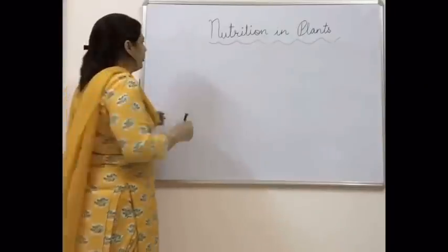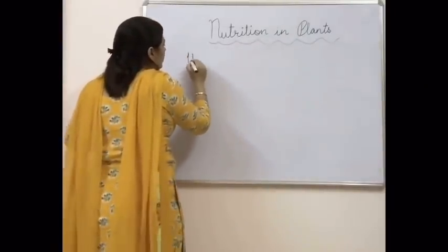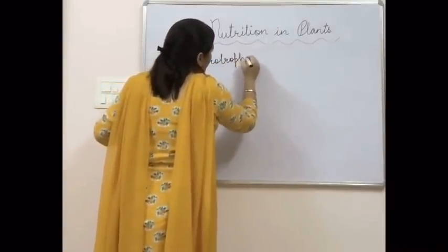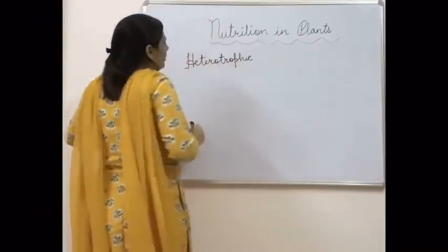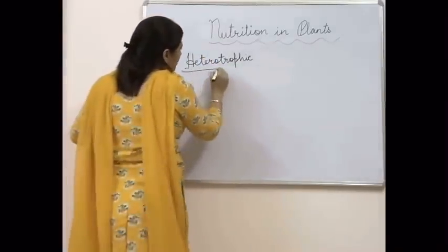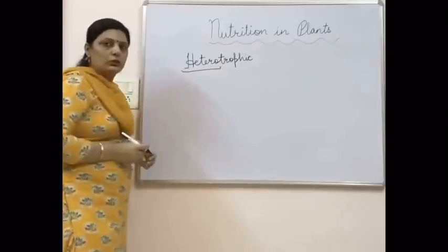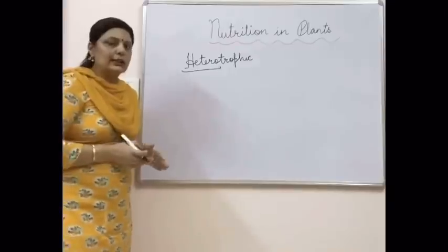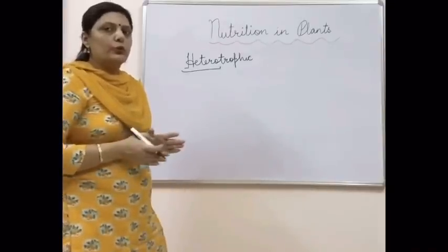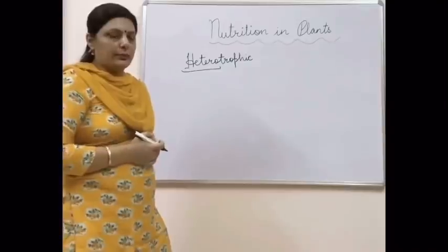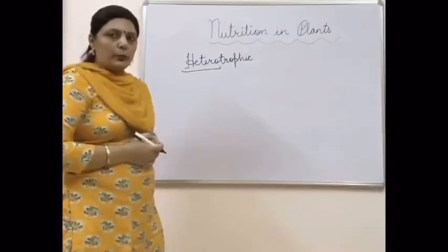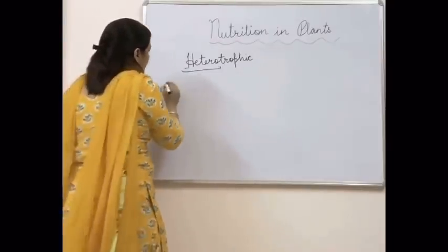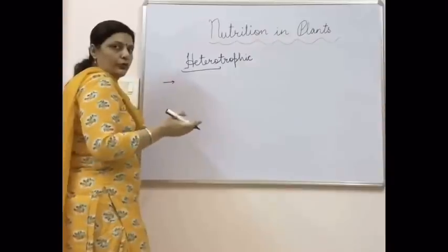Now the second mode of nutrition is the heterotrophic mode of nutrition. Now this mode of nutrition, as I told before also, hetero means other and trophic means to synthesize. Means the organisms which are not having the ability to synthesize their own food but take the food which is synthesized by other organisms. So here we are talking about the heterotrophic mode of nutrition, which has 4 ways. There are 4 ways for the heterotrophic mode of nutrition.